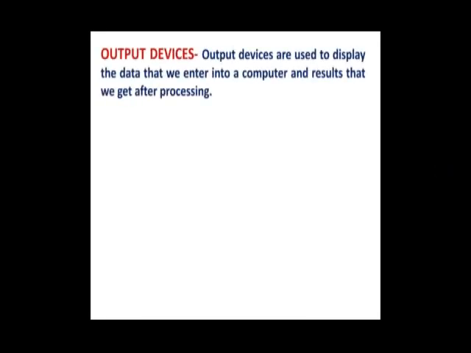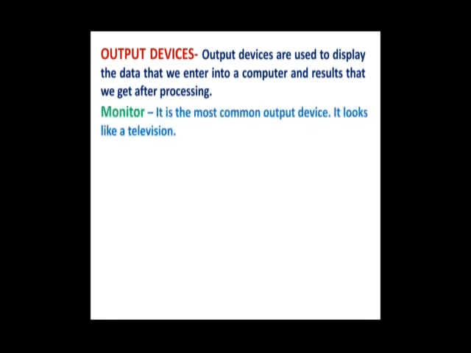So what are output devices first? Output devices are used to display the data that we enter into a computer and the results that we get after processing. This means that whatever input we give to the computer, after processing it, after working on that input, whatever output comes out, output devices are used to display that output or give it to the user, right? The most common output device is the monitor.